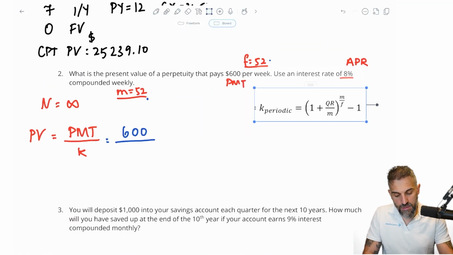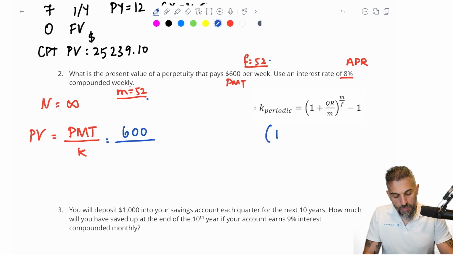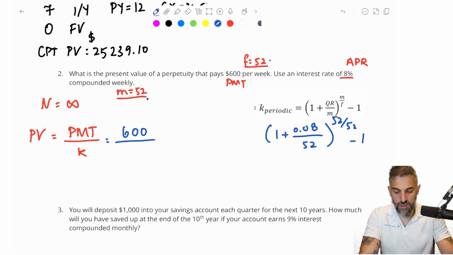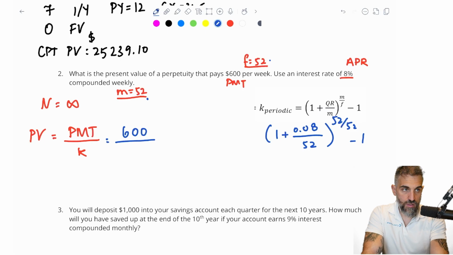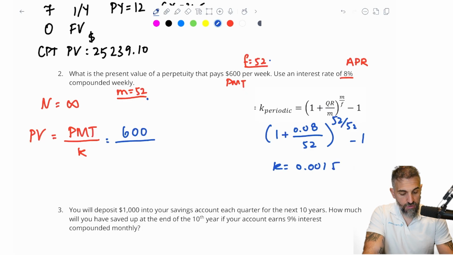Okay, this. So 1 plus the 52nd root of 8% over M, which was 52. 52 over 52 minus 1. Okay, so 1 plus 0.08 over 52. Okay, so I got here 0.001538.